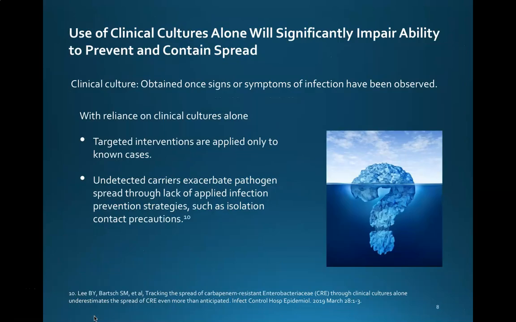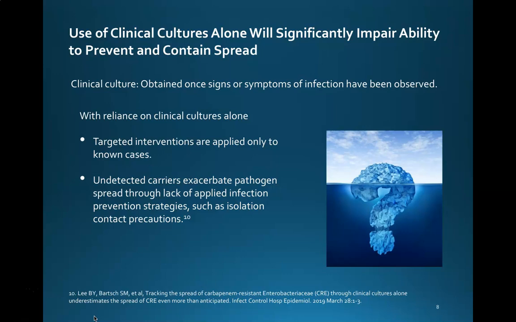So what would happen if you decided to rely strictly on clinical cultures? So waiting to test patients until they exhibited signs or symptoms of infection. Well, that would significantly impair your ability to prevent and contain the spread. And once again, because your program, by relying on clinical cultures alone, would apply interventions only to the known cases.